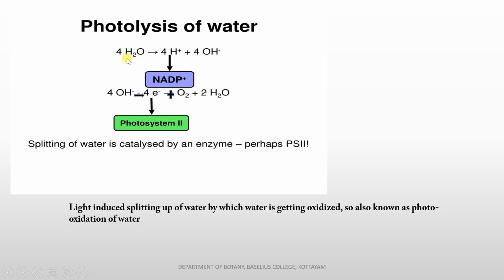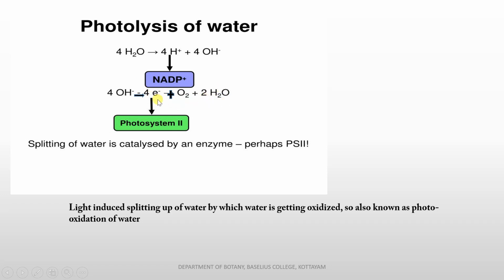Here four water molecules split up to produce 4H plus and 4OH minus. These 4H plus are utilized for the NADPH formation. So 4H plus are donated to NADP plus and NADPH is forming. So what happens to the remaining 4OH minus? These 4OH minus are rearranged to form 4 electrons, 1 molecule of oxygen and 2 water molecules.